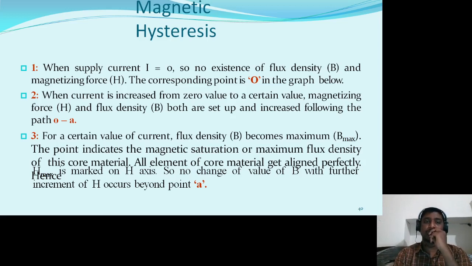So just go through the first point. When current is 0, your curve will start from the origin. When current is increased from 0 to some certain value, then H and B both increase. That shows the O to A line. Next, at point A, B and H reach the maximum, so there is no change in the flux density even if you increase the current value.